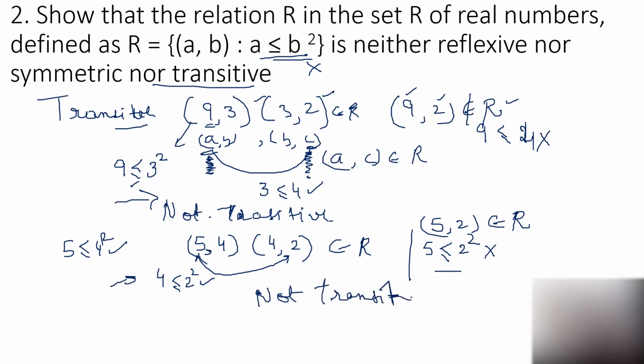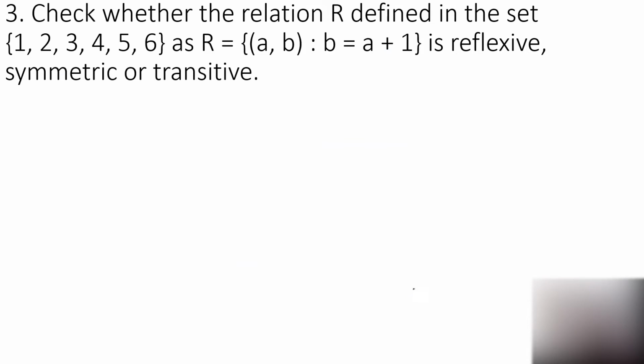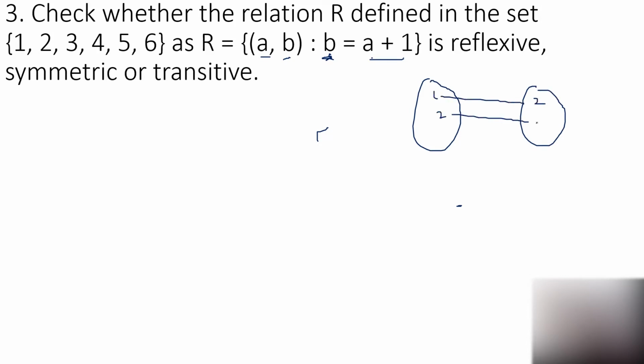Let's go to another question. Third question is, check whether the relation defined on the set 1, 2, 3, 4, 5, 6 as R is equal to AB, where B is equal to 1 more than the element. It means 1 is going to 2, 2 is going to 3 and so on. We need to check whether it is reflexive, symmetric or transitive.